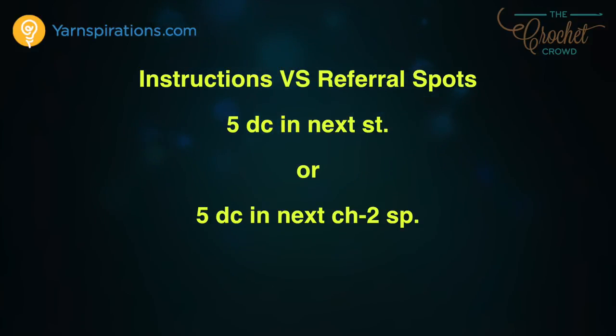So the hyphen of chain-2 has a positioning reference. So it's telling you a location. It's not telling you to chain 2. So I'm not telling you to double crochet 5 and then chain 2. I'm telling you that you need to put your 5 double crochets in the chain-2 space. So it's referring to something that already exists in your pattern.